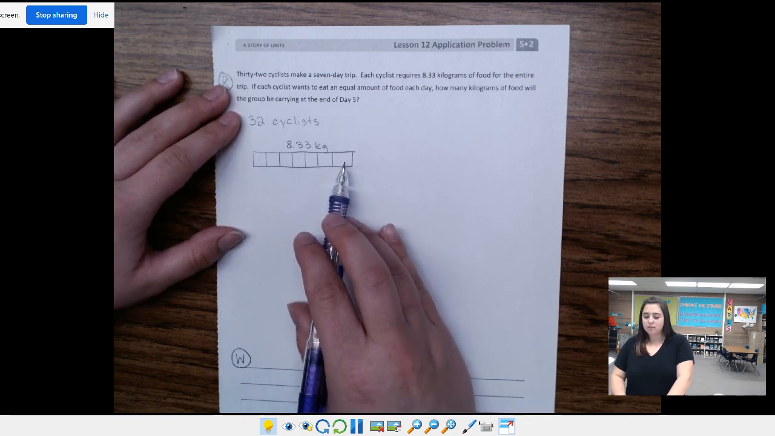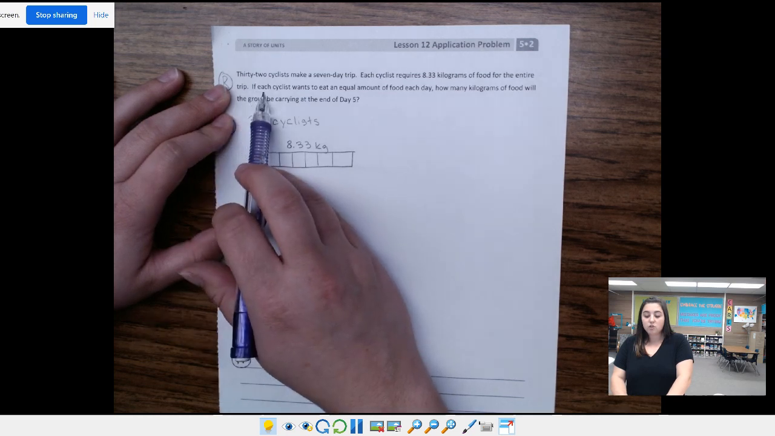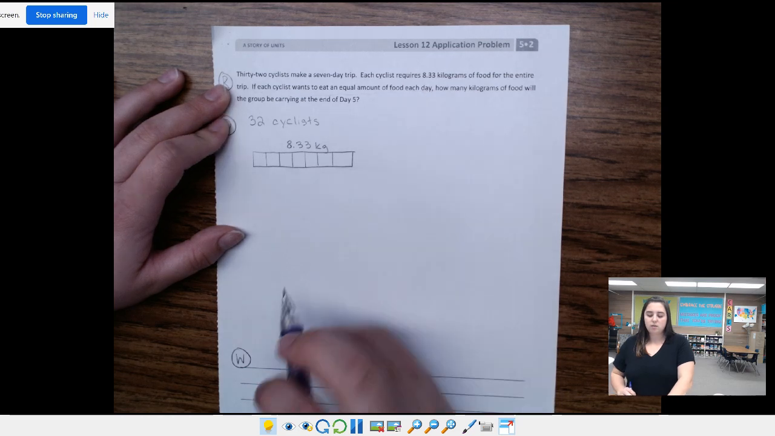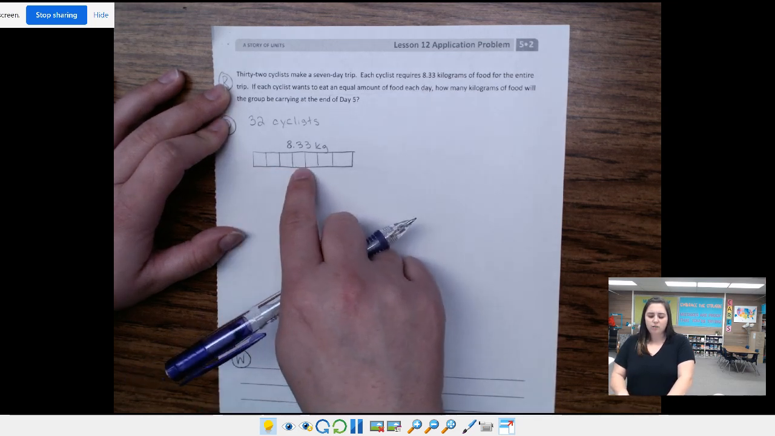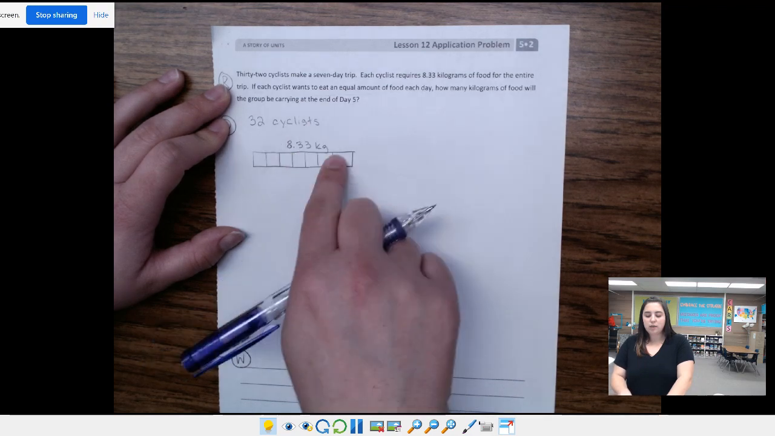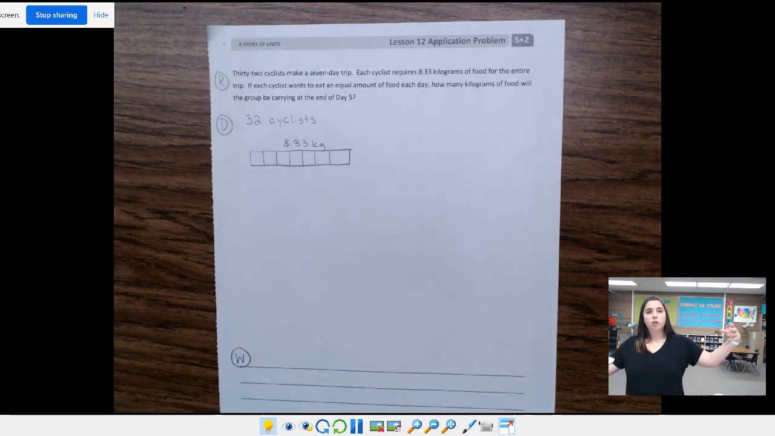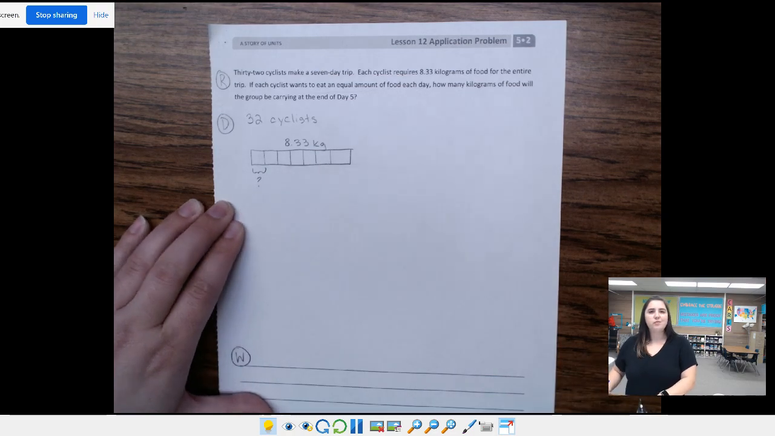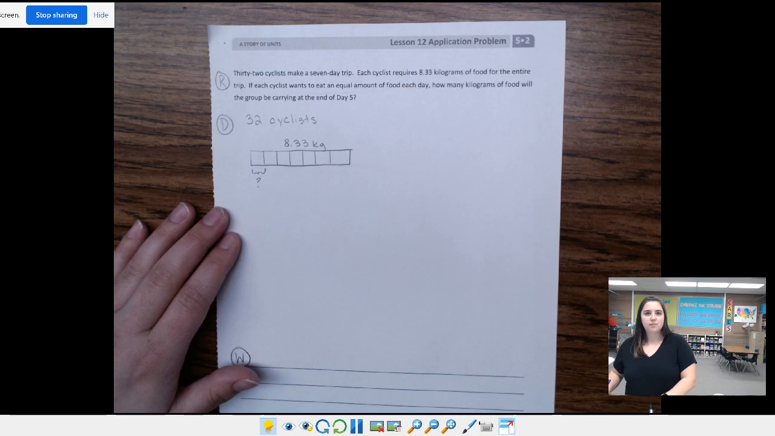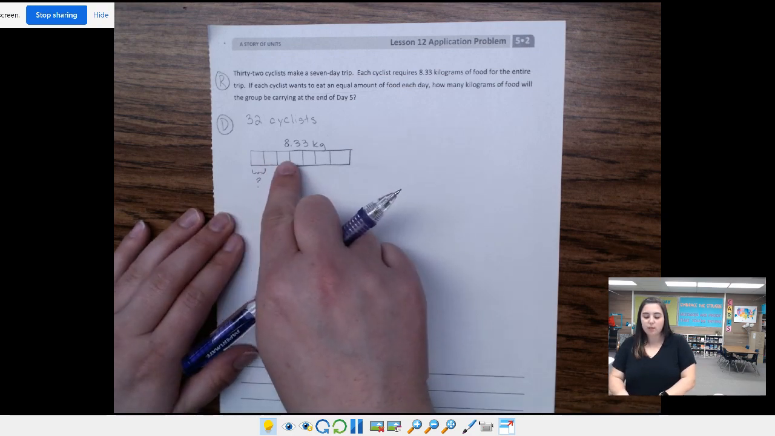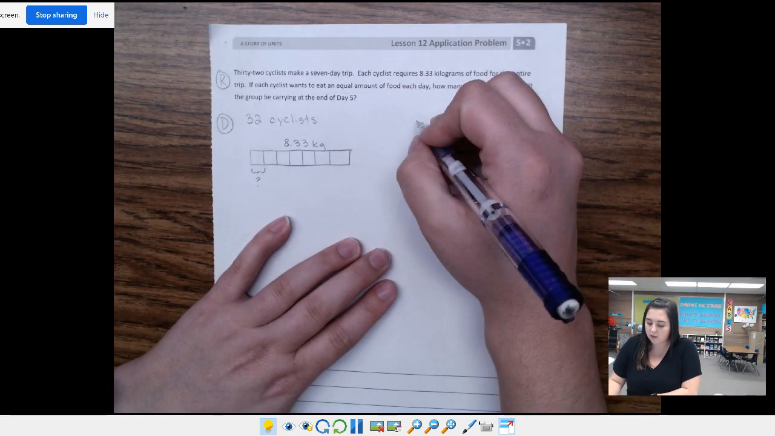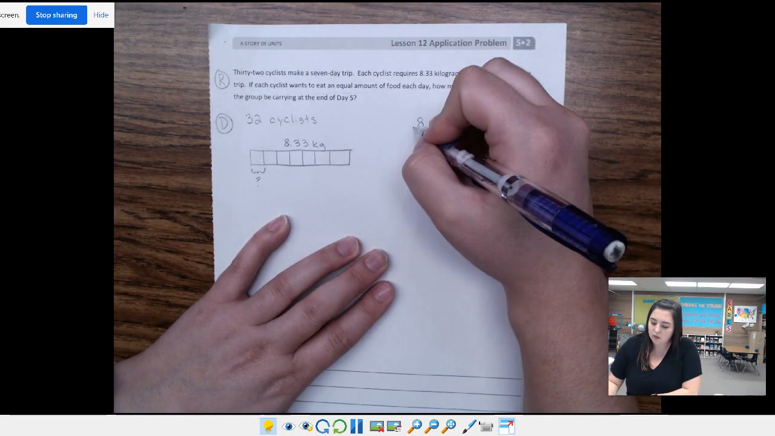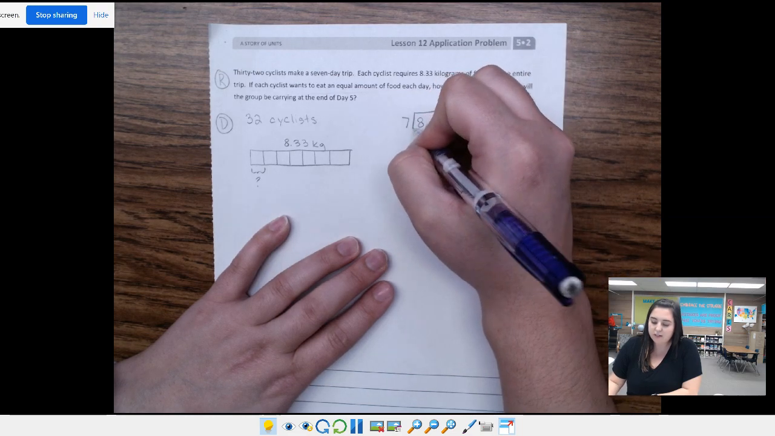And this is important because it says if each cyclist wants to eat an equal amount of food each day, so I need to figure out if a cyclist has this much for the whole trip, what do they have for one day? What kind of math would that be? It's division. I want equal groups. They want the same amount of food each day. So we have 8.33 kilograms, and we're dividing that into 7 days worth of food.